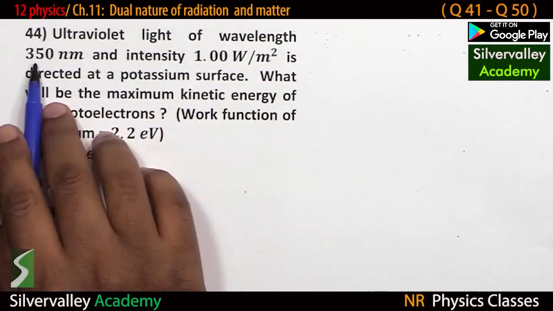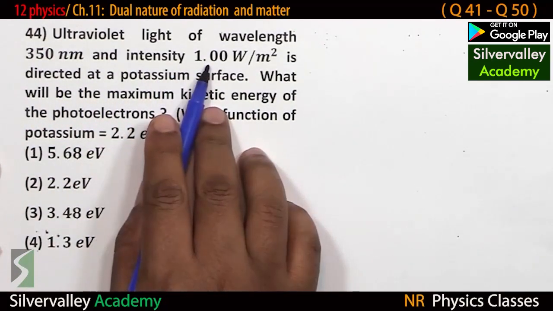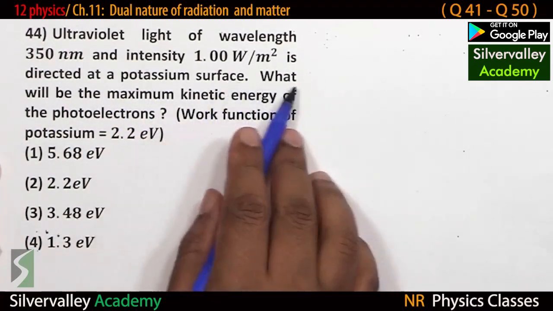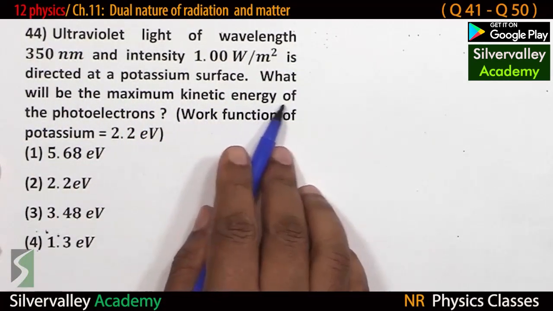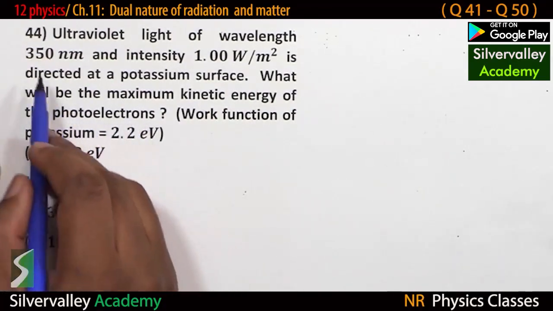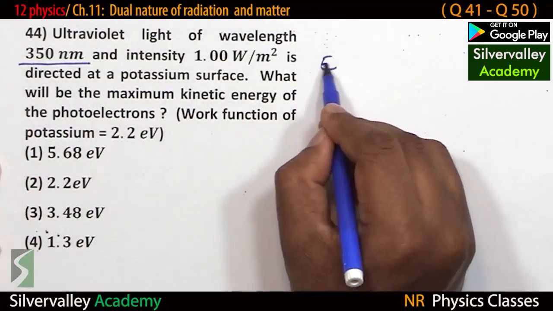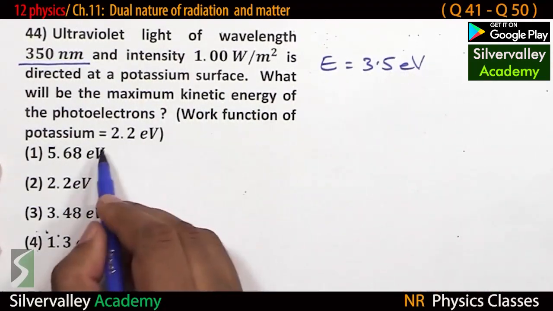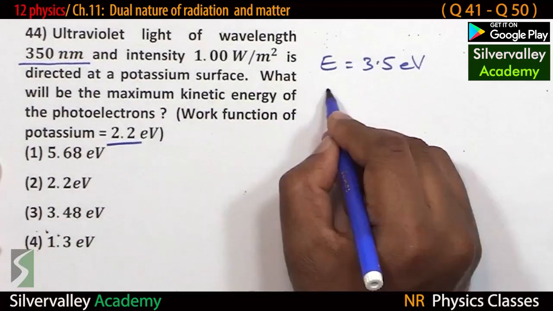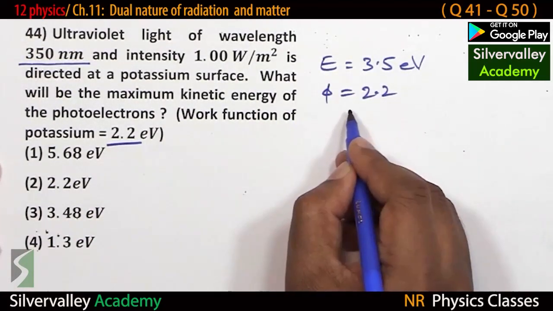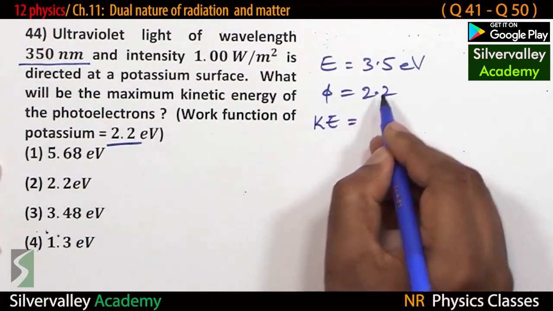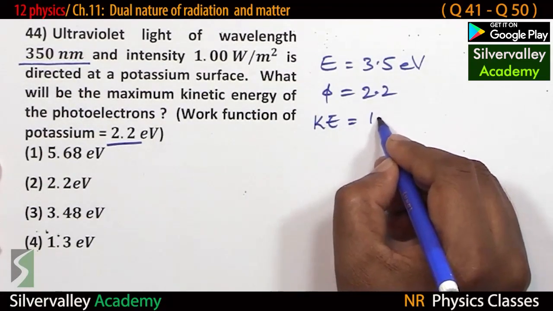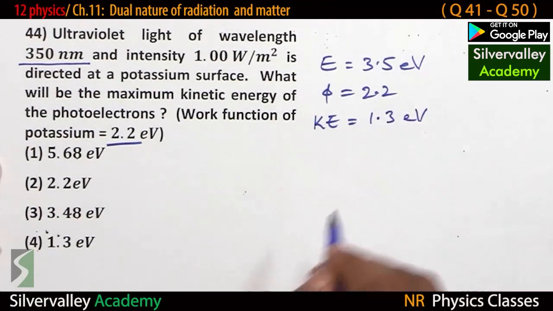Ultraviolet light of wavelength 350 nanometer and intensity 1 watt per meter square is directed on a potassium surface. What will be the maximum kinetic energy of photoelectrons? 350 nanometer means energy is about 3.5 eV. Let us see. Work function is 2.2. Therefore, kinetic energy should be the difference of these two. It's about 1.3 eV.